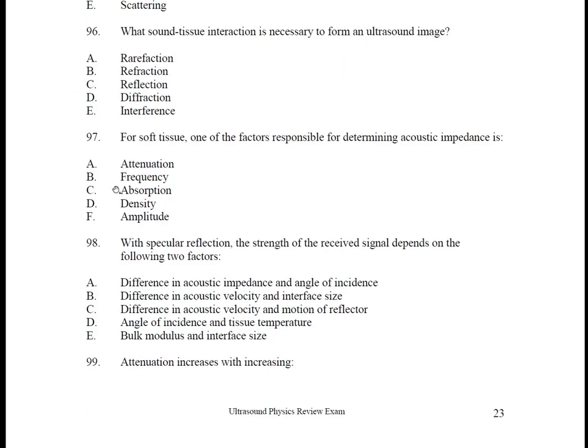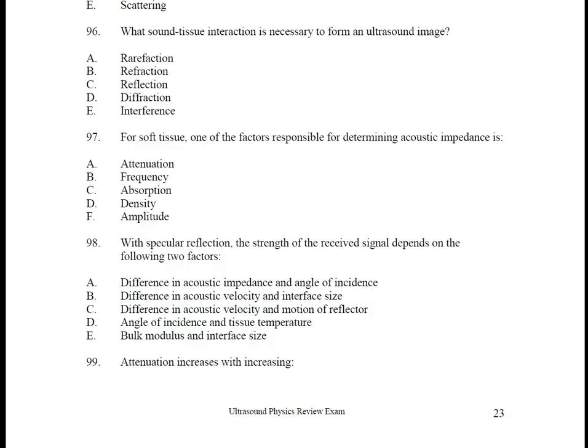Next, let's move on and look at question 97. This question asks you to choose the factor related to acoustic impedance from the options given. Acoustic impedance is determined by multiplying the density in option B by the propagation speed, which gives you the acoustic impedance. So the related answer is option D, which includes density, so you can select that one. Next, let's move on and take a look at question 98 right away.